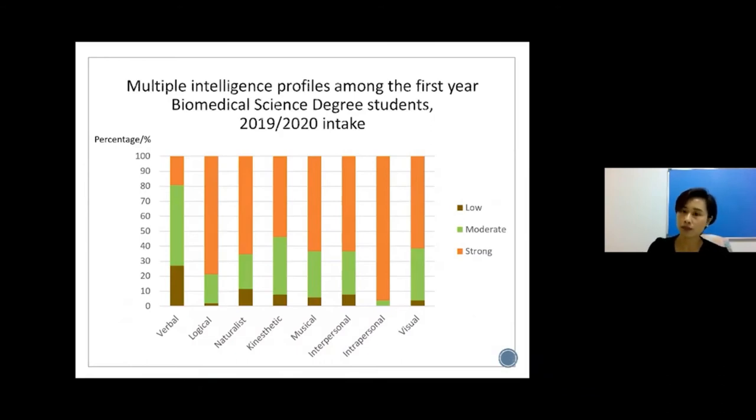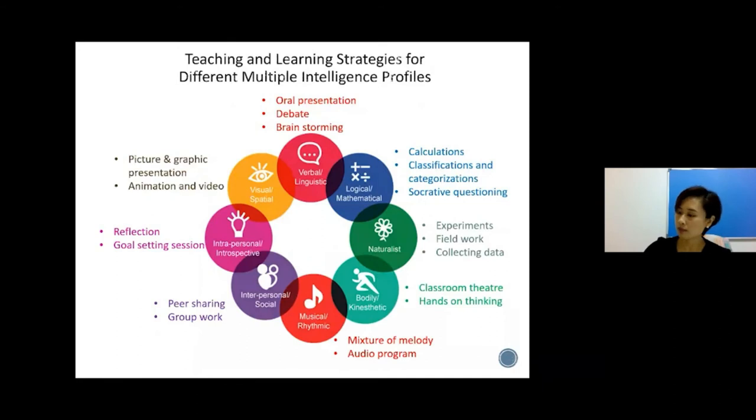So move on. This group of students is very good in mathematics, or very good in logical intelligence. So what we can do here, maybe we could set some calculation, classification kind of activities, or deductive questioning kind of activities for this group of students. And we also have students with naturalist intelligence, so maybe hands-on activity will be good, not only for naturalists, and we can also use the same approach, hands-on activities, for bodily or kinesthetic students. Musical or audio programs, also rhythm or melody, maybe we can use in our teaching strategies.